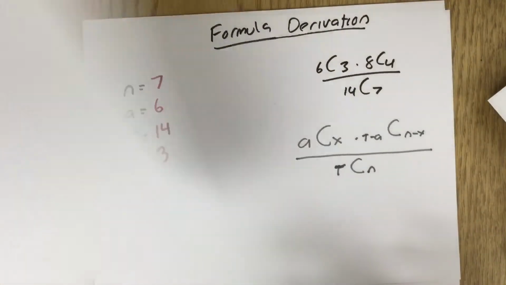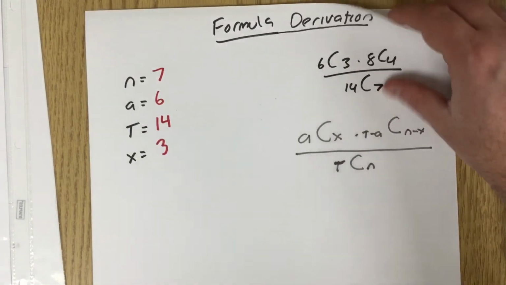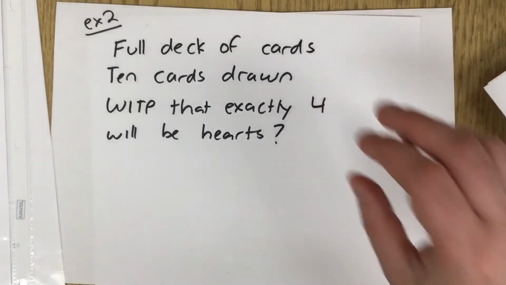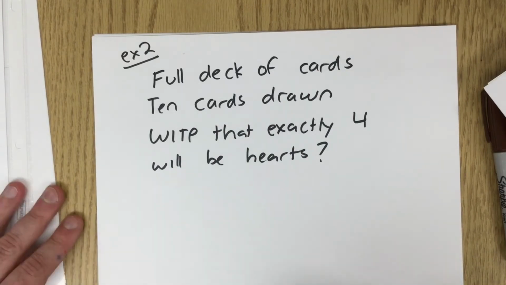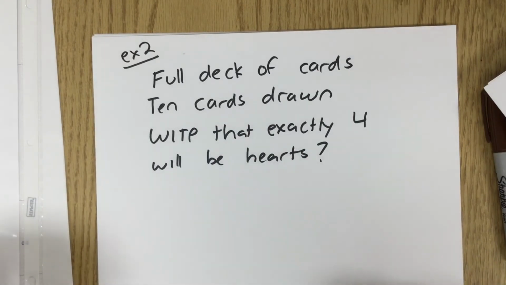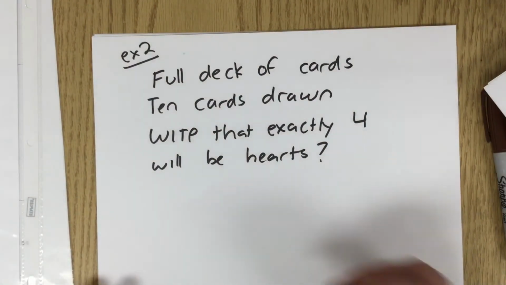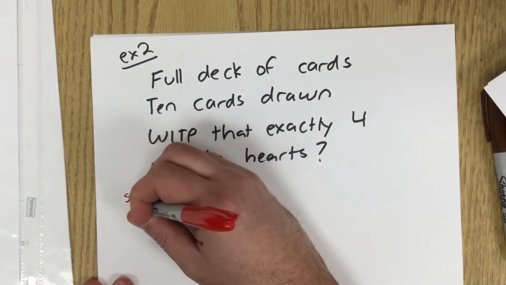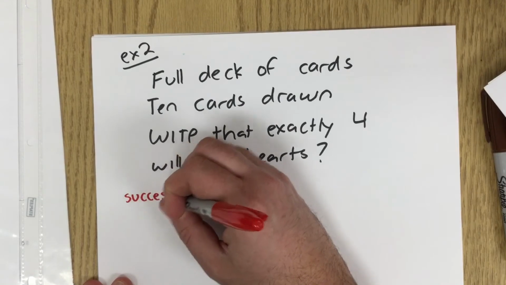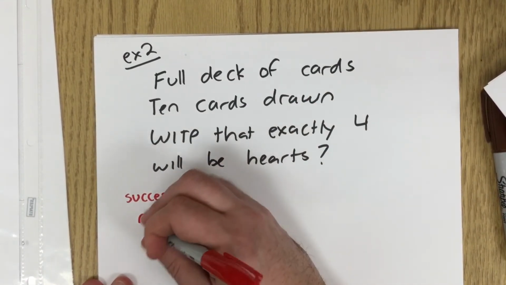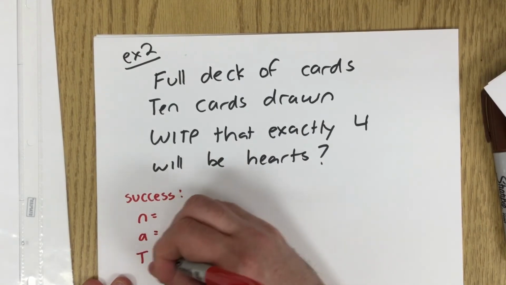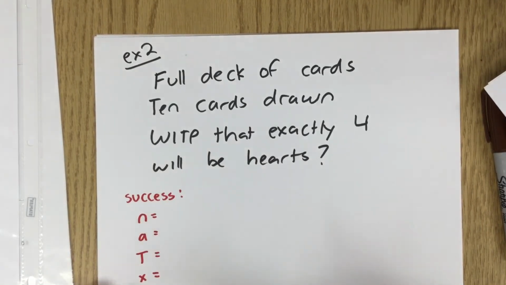So we don't need this. We don't need this. Let's do one quick example. So what we have is a full deck of cards, 10 cards are drawn. What's the probability that exactly 4 will be hearts? So we'll kind of do the same thing we did with binomial. We're going to write success. We're going to write down all our letters. N, A, T, and X.